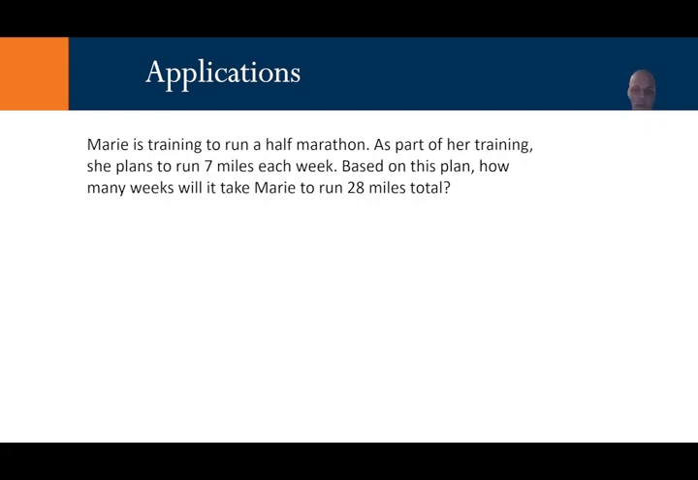Okay, so we'll see some more application problems. Like before, what you want to do is read it to understand it, and then highlight or underline the relevant numbers and stuff. So Mary's doing a half marathon. She's going to run 7 miles a week, and she's wondering how many weeks it will take to run 28 miles total. So there's our pieces of information that are important, and you probably think this one through.